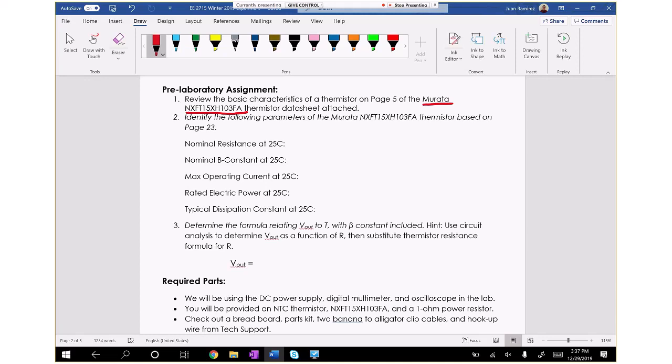For step 2, I'm going to ask for a couple of the datasheet parameters. And for step 3, I want you to use your circuit analysis know-how along with the original thermistor resistance to temperature relationship to find a V out equation that tells us how V out relates to thermistor resistance, and from there to thermistor temperature, right?